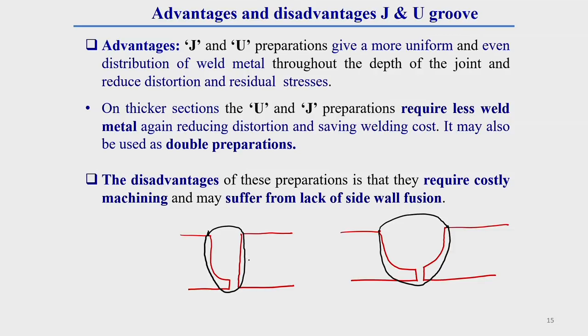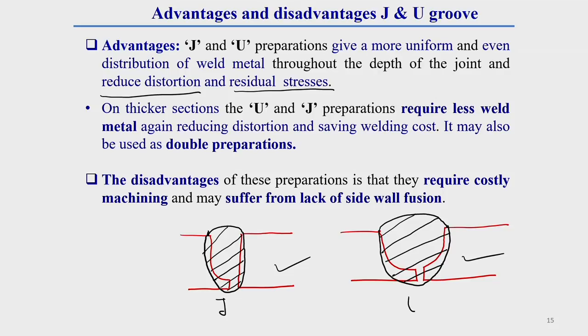Now the advantage of J and U group is that the weld deposition through the entire thickness is uniformly distributed. One thing you can easily see, in case of J or U group, the distribution of welding throughout the thickness of the plate is uniform. Due to this uniform distribution of weld material, we get less distortion and also less residual stress. We reduce the distortion as well as the residual stress. This double J portion or this U or J portion is also sometimes required on both sides.